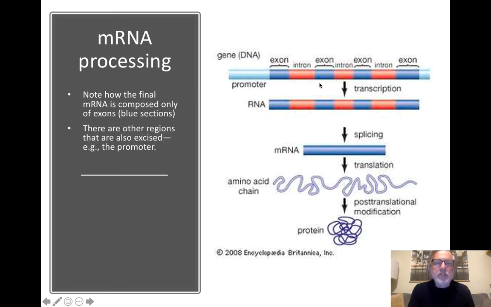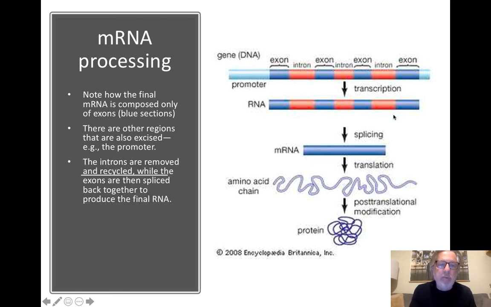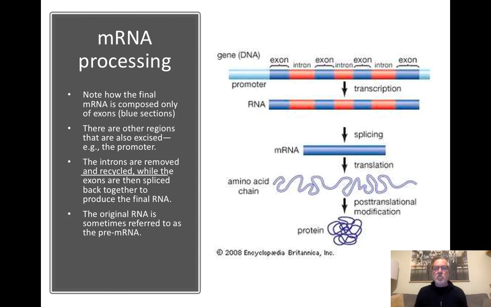The other regions have been excised or cut out, right? The promoter region and all the introns are cut out. The introns are removed and recycled, and the exons are then spliced back together to produce the final RNA. The original RNA is sometimes referred to as the pre-mRNA, and I think that was in an earlier diagram in one of these videos.